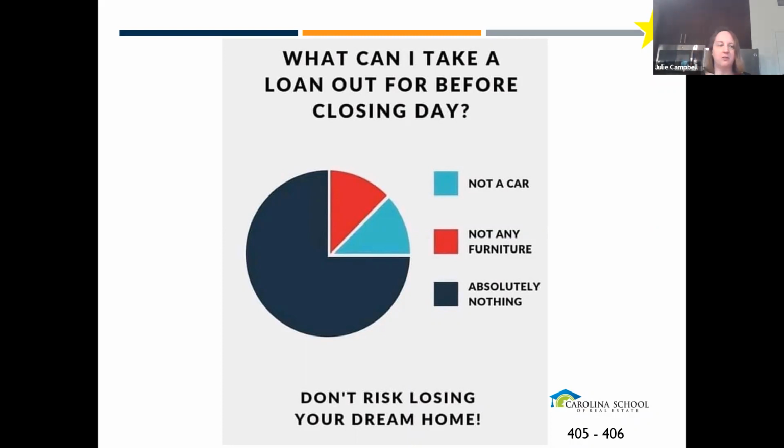So have this conversation, make sure they understand the importance of not running out and buying a new car. They can do all that after closing. Again, they're excited. I get it. They can do all that after closing.